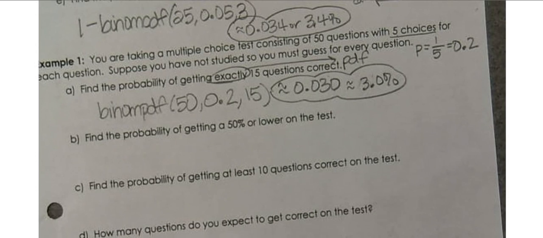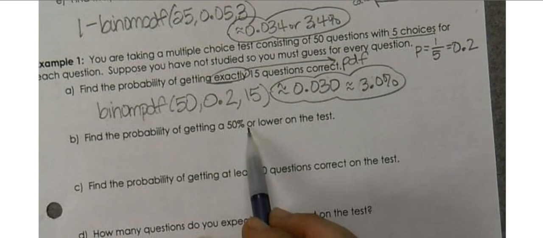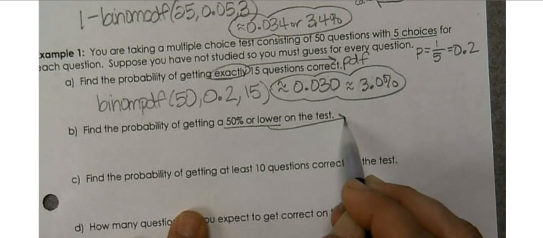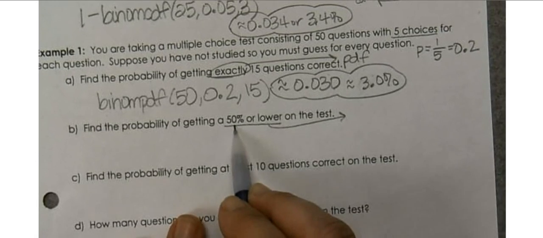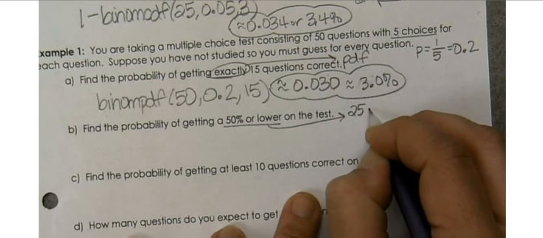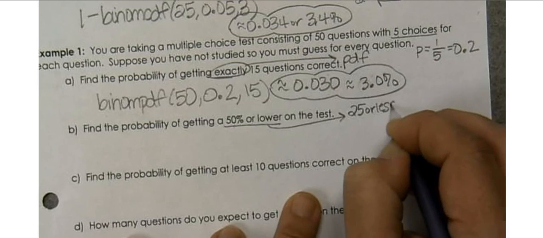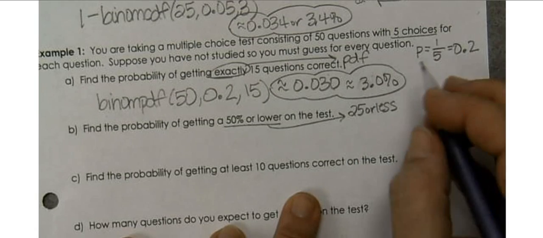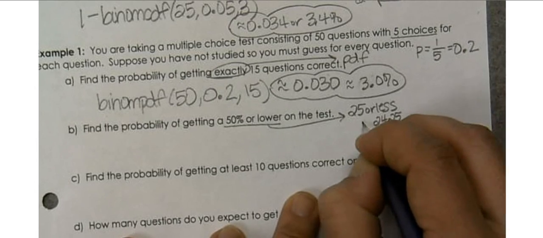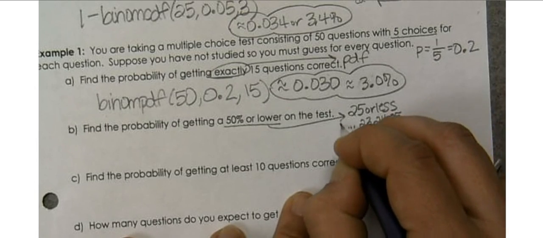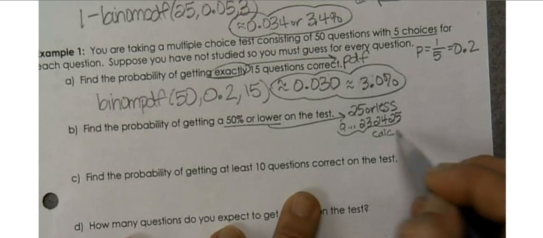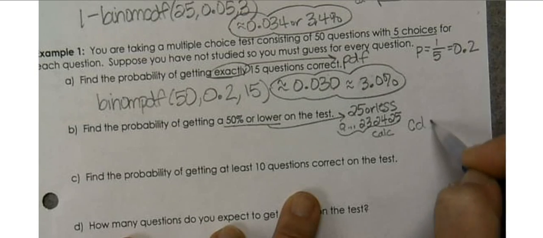So then it says, find the probability of getting a 50% or lower on the test. Well, first let's think about what 50% or lower would mean. 50% of 50 would be 25. So we basically want 25 or less. And if we thought about that, that means that we would want 25 or 24 or 23, etc., all the way down to 0. And isn't that what the calculator tells us if we use the cumulative distribution frequency?